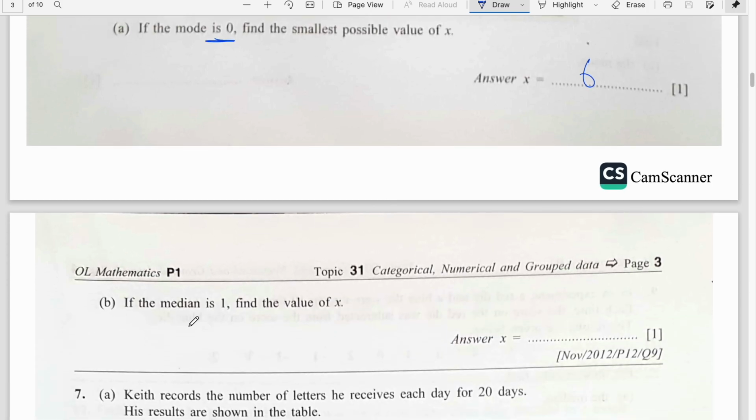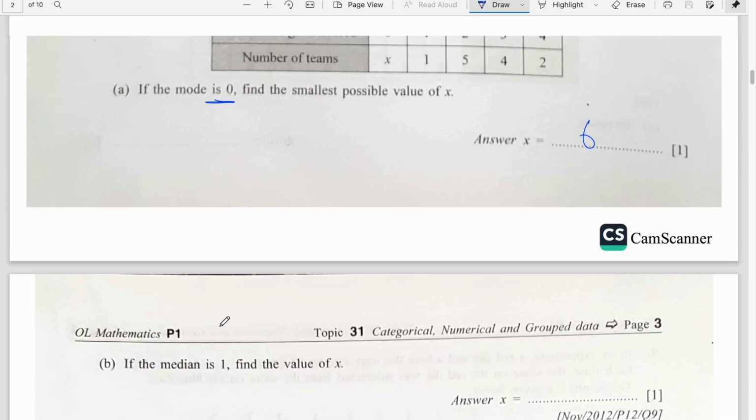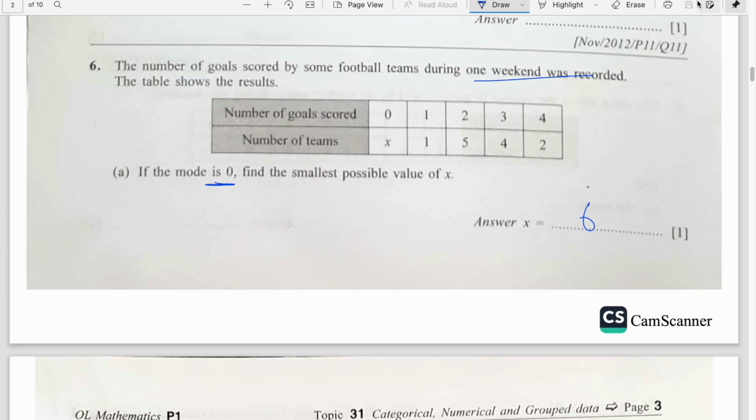Part B says if the median is 1, find the value of x. If the median is 1, we have to find the value of x.